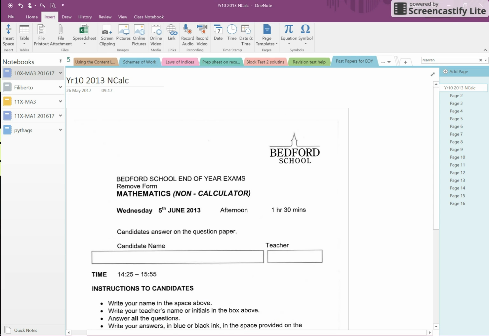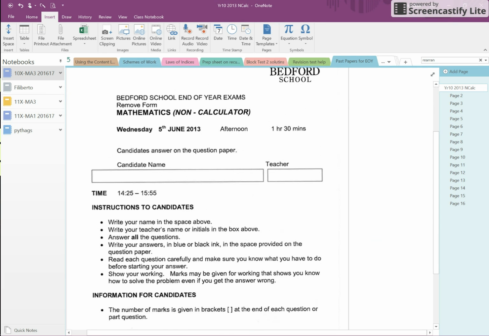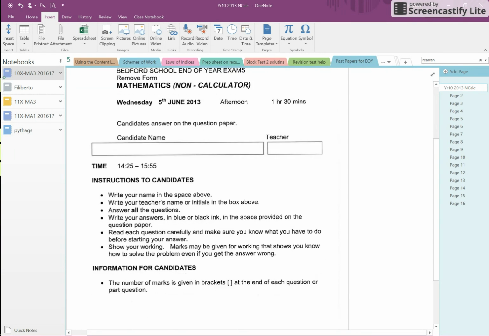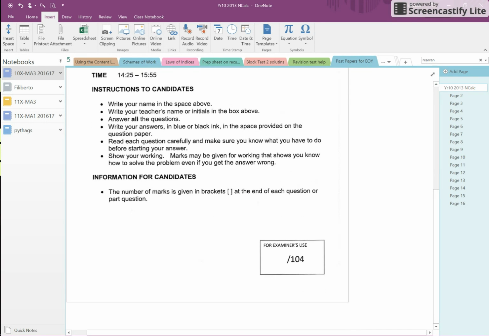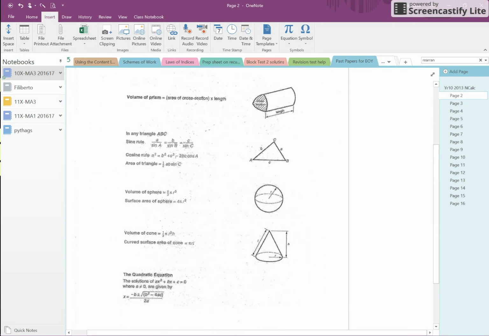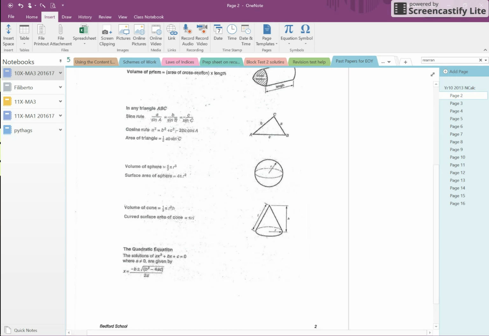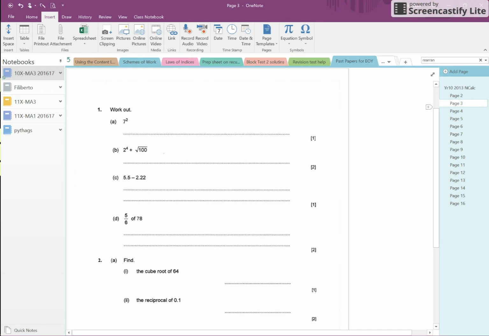Okay, these are the solutions to the June 2013 Remove Form End of Year exam. This is a non-calculator paper. You get some formulae at the front. You should understand what they are. And now, here we go. So work out 7 squared.